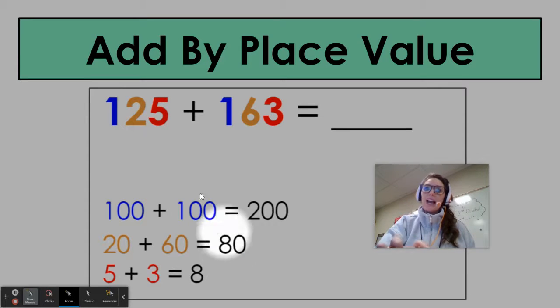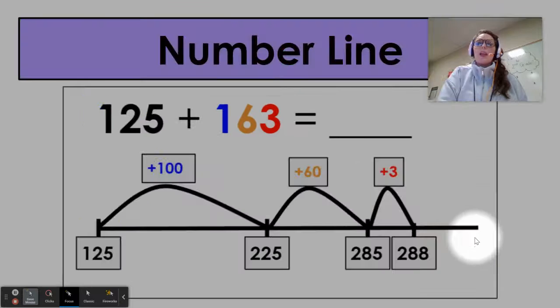And finally, I will add the digits in the ones place. 5 plus 3. 5 plus 3 equals 8. My final step would be to add these three numbers together. 200 plus 80 plus 8 would equal 288. So this is the strategy add by place value.